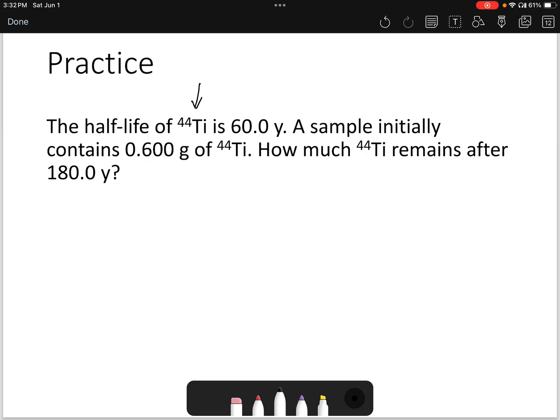So see if you can do this problem on your own first, and then we'll go over it together. You can pause the video.